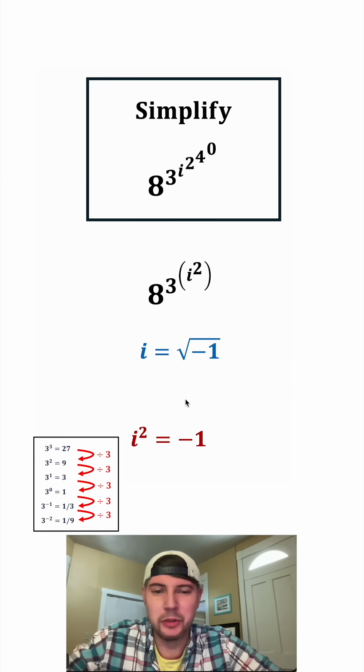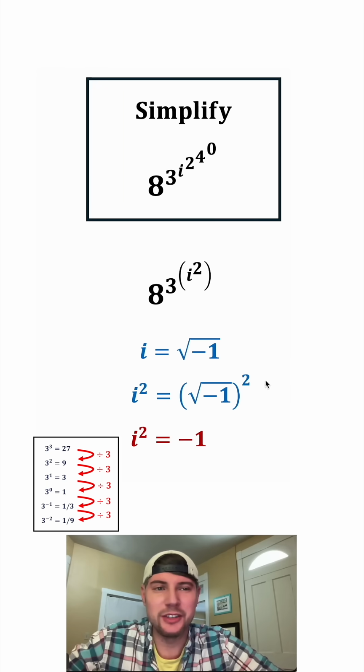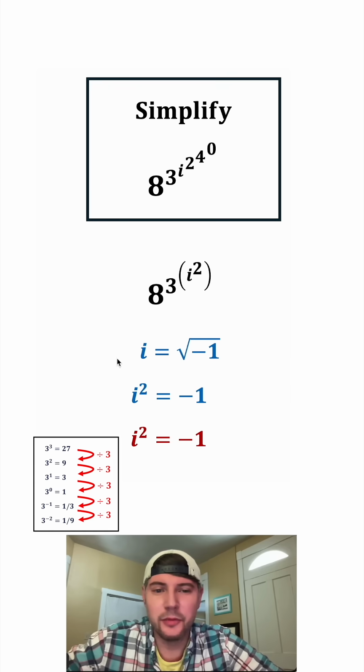If we focus on this blue one, copy it down, and then square both sides, the square root and the square are inverse operations, so they're going to cancel each other out. And we're left with i squared is equal to -1. Regardless of which definition you use, they both tell us that i squared is equal to -1. So we can change this i squared to -1.